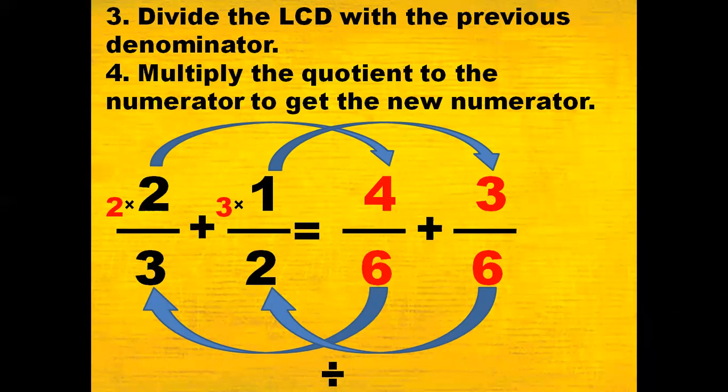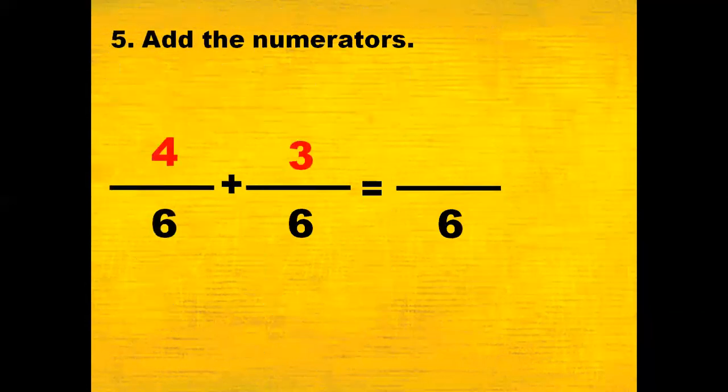Now we can proceed to the addition of the numerators, because 4/6 plus 3/6 is already a similar fraction. So add the numerators. 4/6 plus 3/6, the numerators are 4 and 3. So we add 4 plus 3, we will get 7. So our fraction now is 7/6.